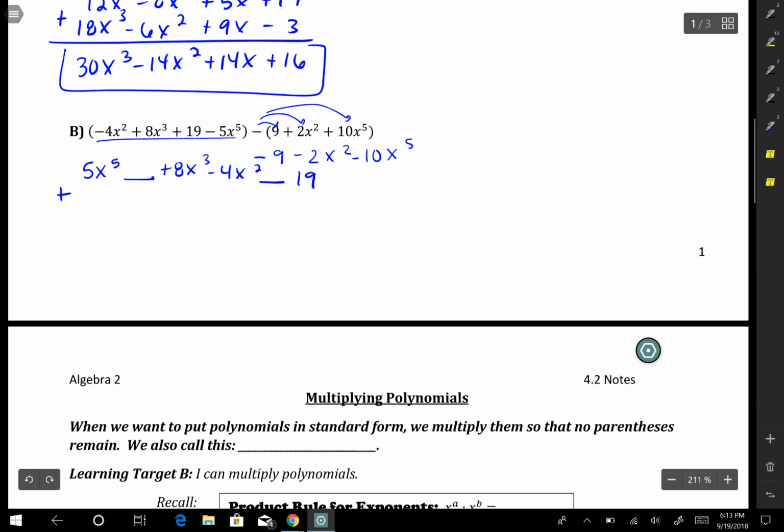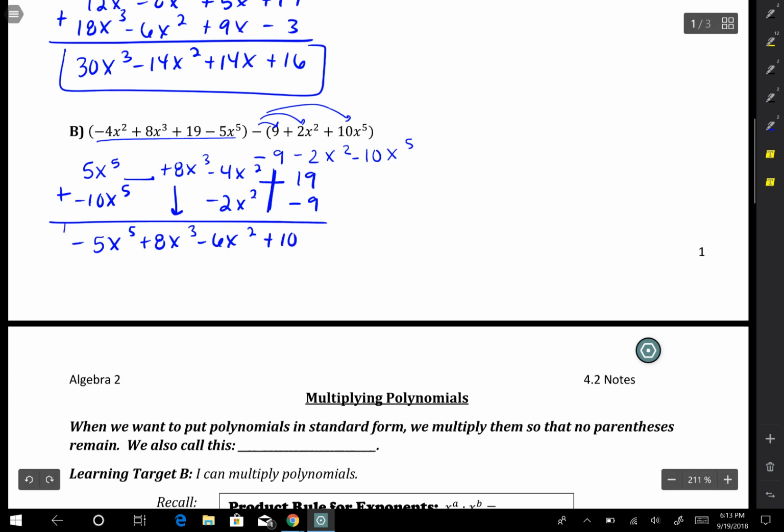And so I'm going to put my other terms from my other polynomial under the like terms. Negative 9 goes here, negative 2x squared goes here, and negative 10x to the fifth goes here. Combining these, I get negative 5x to the fifth. No fourth degree term, but I have 8x cubed. Negative 4x squared minus 2x squared, negative 6x squared. And then I don't have any x terms, then I just have 19 minus 9, so that would be 10. And that is subtraction. Okay, moving on to multiplying.